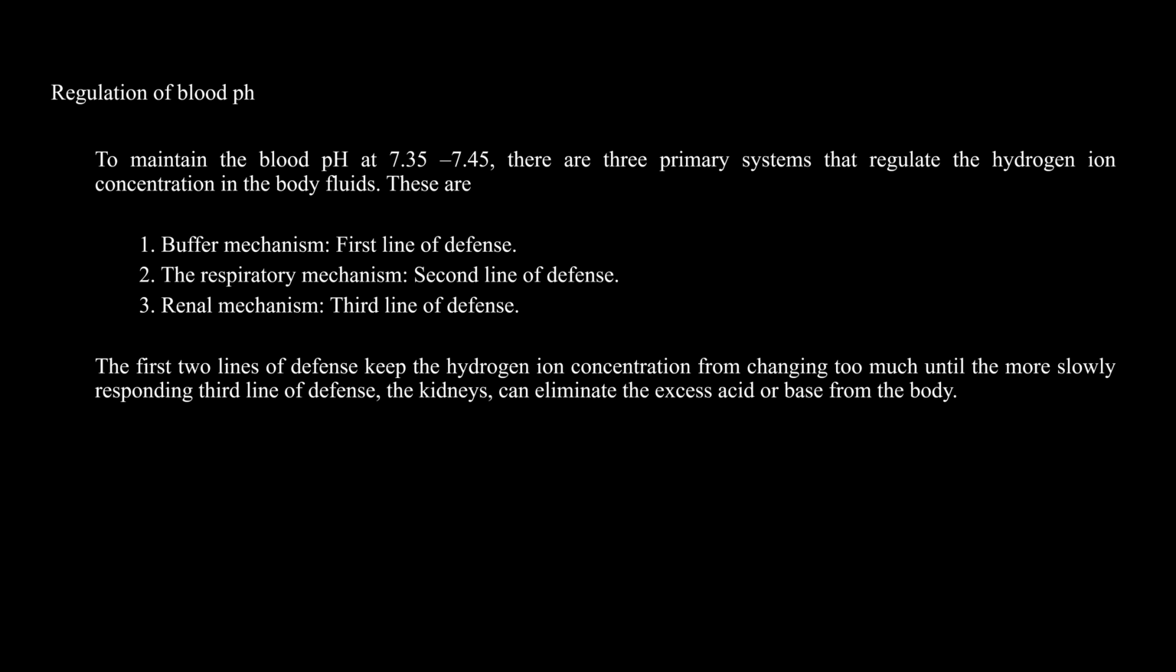Examples: hemoglobin, red blood cells, and plasma proteins, especially albumin, are the most important of the body's bases. Regulation of blood pH: to maintain blood pH at 7.35 to 7.45, there are three primary regulation systems. The buffer mechanism is the first line of defense. The respiratory mechanism is the second line of defense. The renal mechanism is the third line of defense. The first two lines handle changes in hydrogen ion concentration quickly, while the third line responds slowly, as the kidney can eliminate excess acid or base from the body.